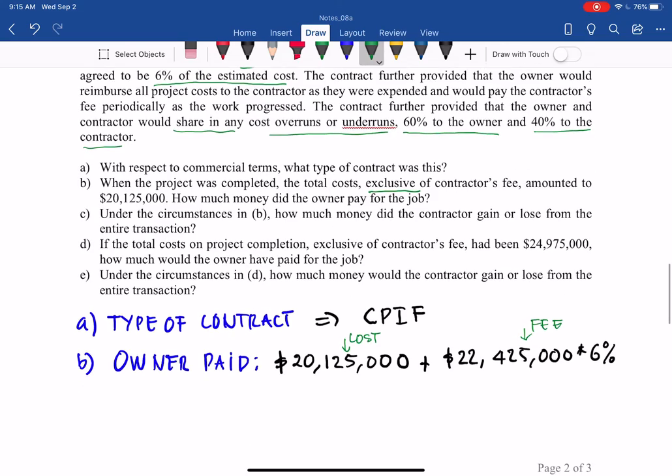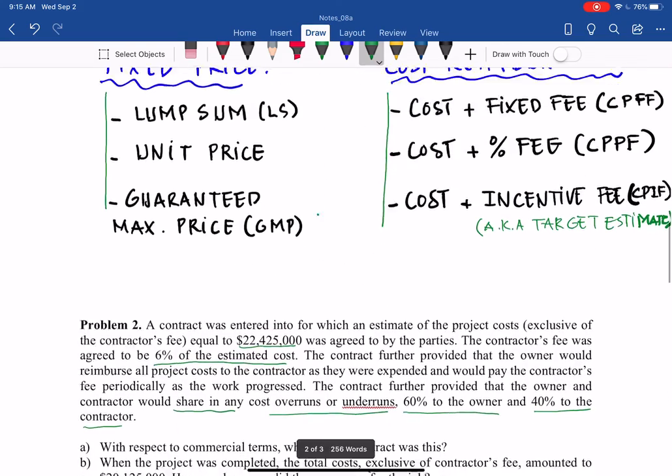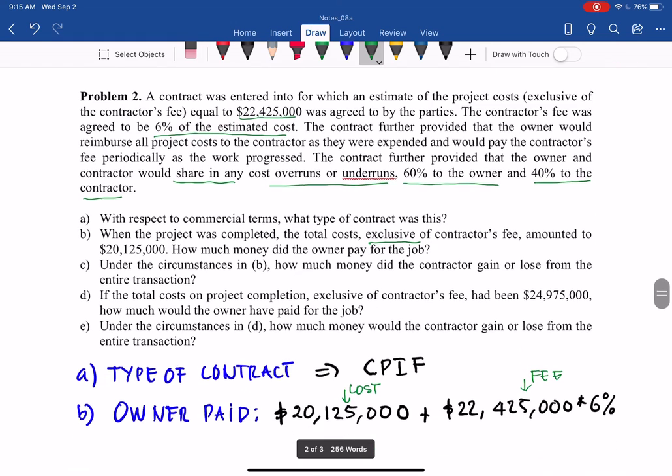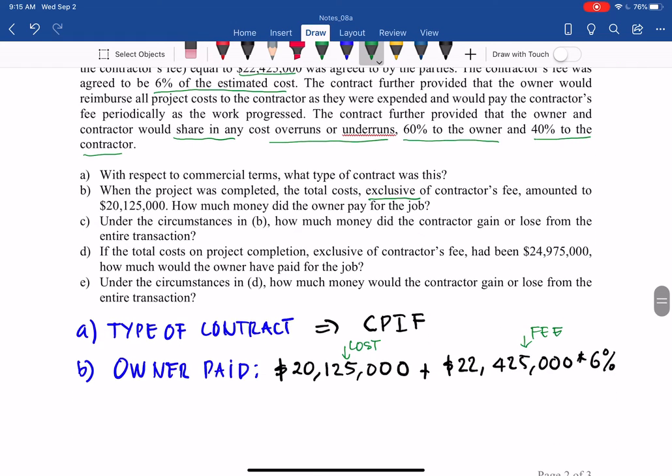And then, in this case, if it were cost plus fixed fee, that's it. But now, with the incentive, in this case, we save money. Then we have to share. And the share is what? 60% and 40%. So in this case, the owner pays some extra thanks to the saving on the project due to the good management of the contractor, for example. So in that case, what is the saving amount? Original estimate 22,425,000 minus 20,125,000.